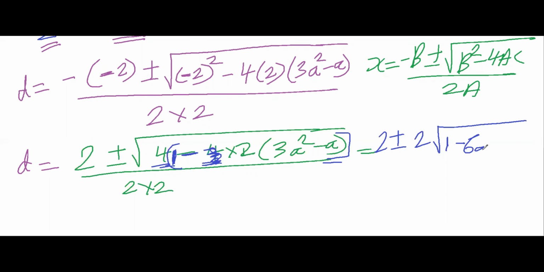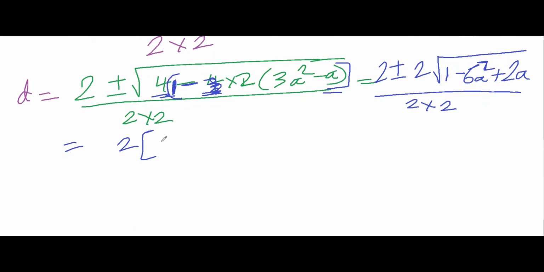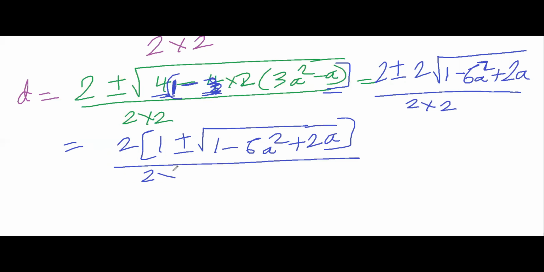It is 6a square, 6a square, and then minus 2 minus is plus, and 2 into a is 2a, so plus 2a I will get. Okay, 6 minus 6a square plus 2a divided by 2 into 2. So here again I can take 2 common. Here I can take again 2 common, and then what I will get? I will get 1 plus or minus, this 2 is taken out, so that I will not going to write. 1 minus 6a square plus 2a divided by 2 into 2.